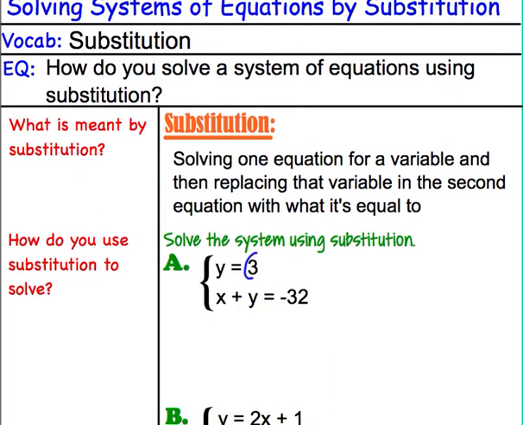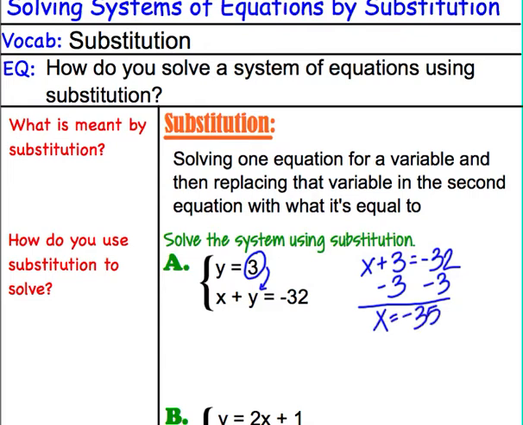Because it tells us y equals 3, we're going to put that in for y, which means x plus 3, because x plus y and y equals 3, is equal to negative 32. So then, like we know how to do, subtract 3 from both sides, giving us x equals negative 35, which makes our solution negative 35, 3, because those are our x, y values, which we write as an ordered pair.